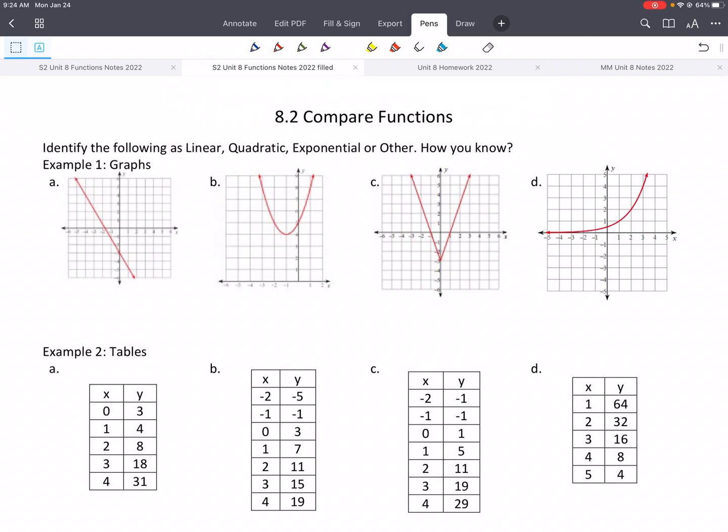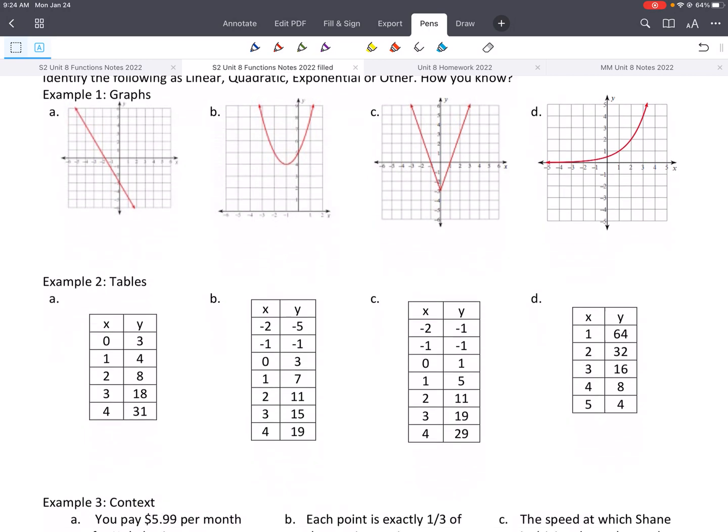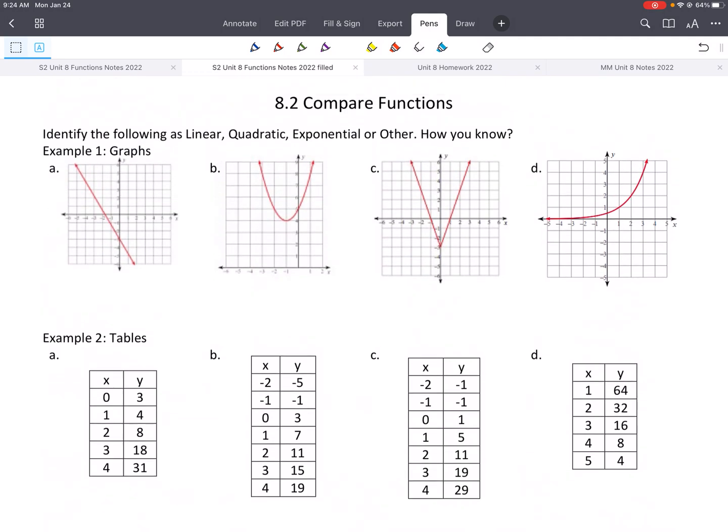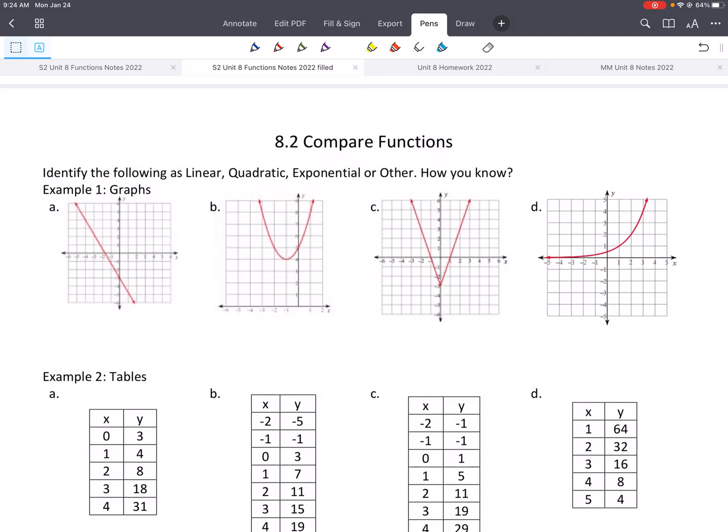All right, everybody, this is 8.1, comparing functions. So we've learned lots of different types of functions: linear, quadratic, exponential, absolute value functions. We're going to be able to identify them based off of a graph or a table or a word problem. All right, so that's our goal for this part of the lesson.